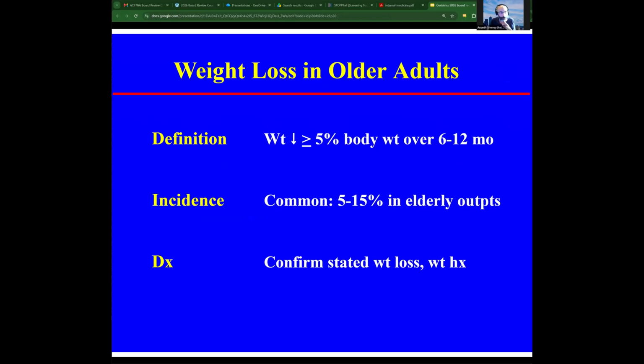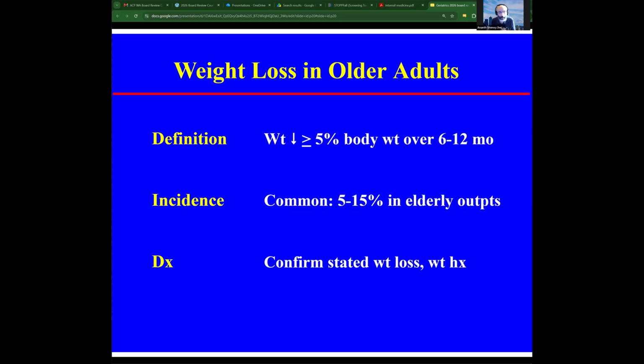We are going to continue on this theme in terms of thinking about frailty and decline. So we're going to talk a little bit now about weight loss in older adults. This is defined as a greater than 5% loss of body weight over a period of 6 months or more. And it's actually quite common. So in elderly outpatients, the incidence can be as high as 5 to 15%. And you want to start by actually confirming the weight loss.